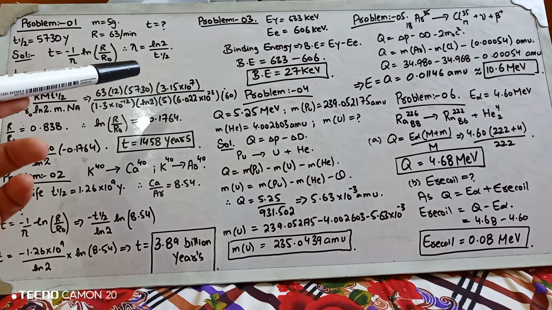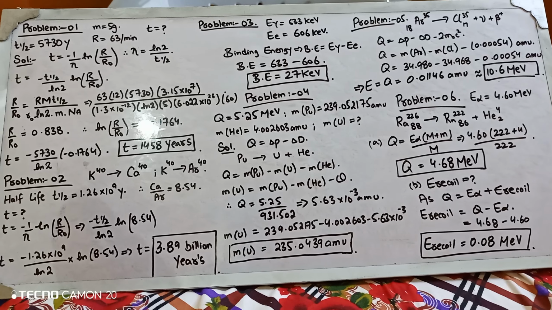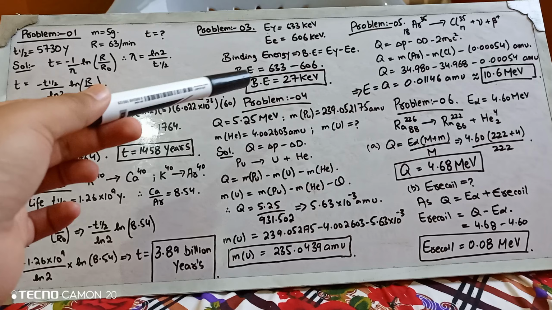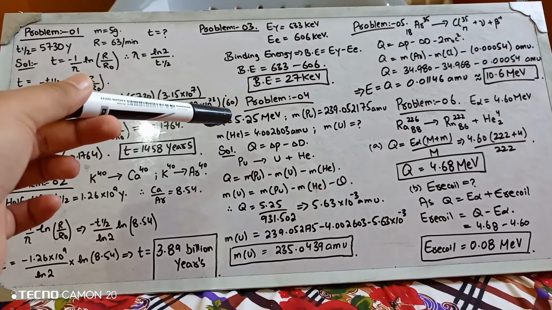Now move on towards our fourth problem. It says that the Q value of the alpha particle decay of polonium is 5.25 MeV. So the Q value is given here.